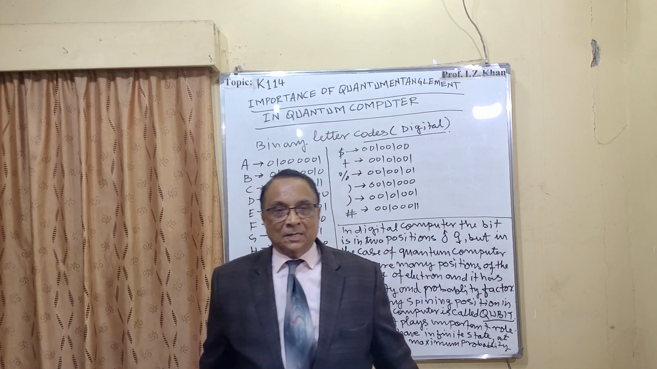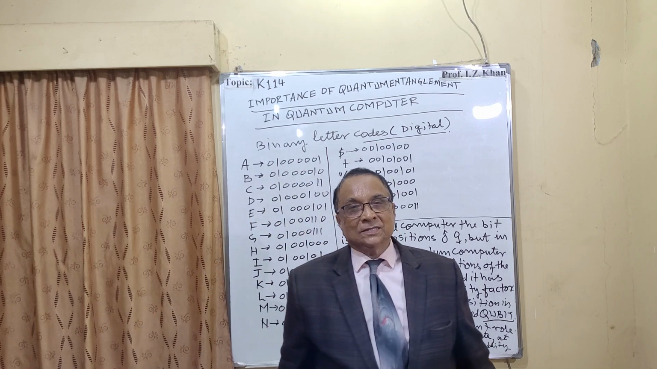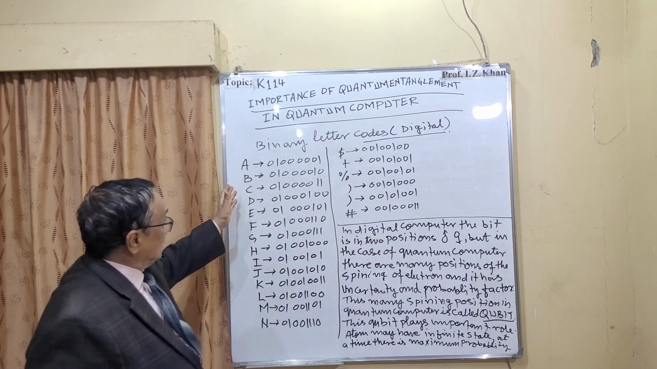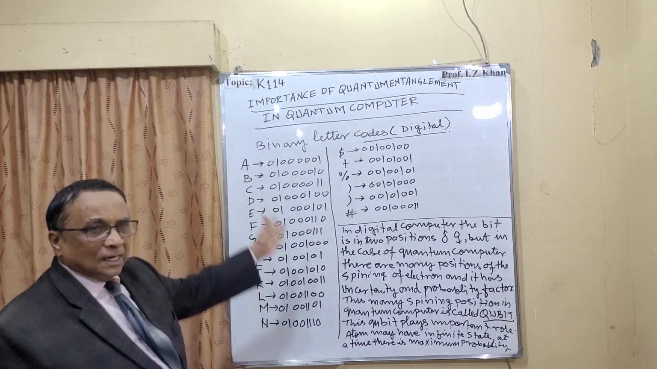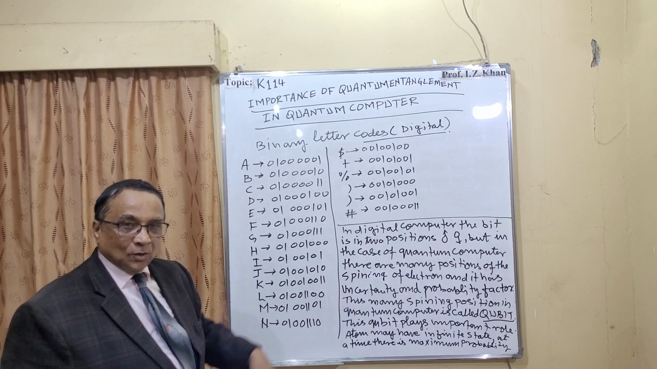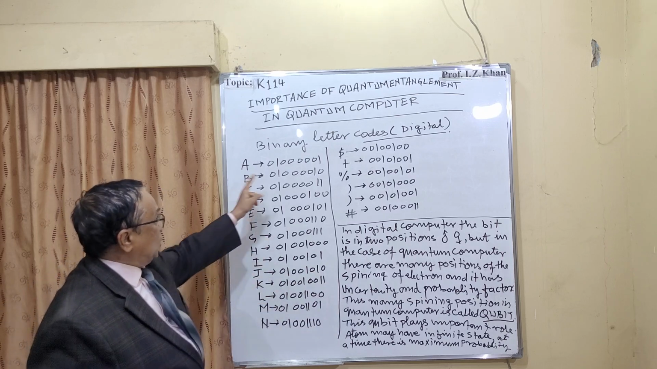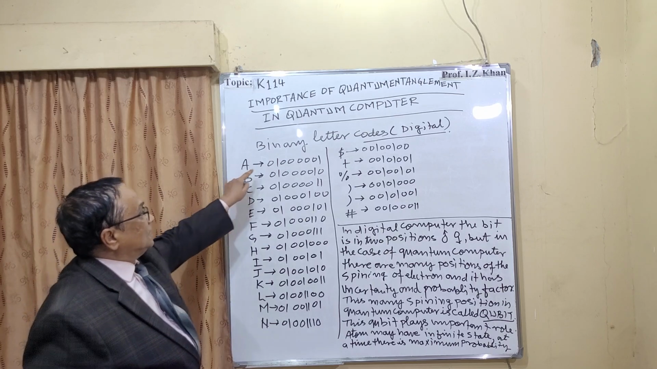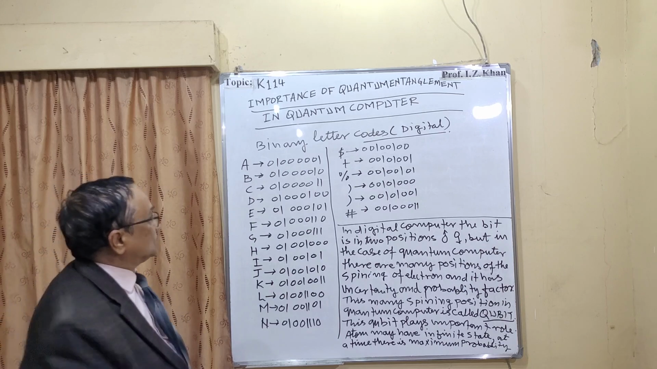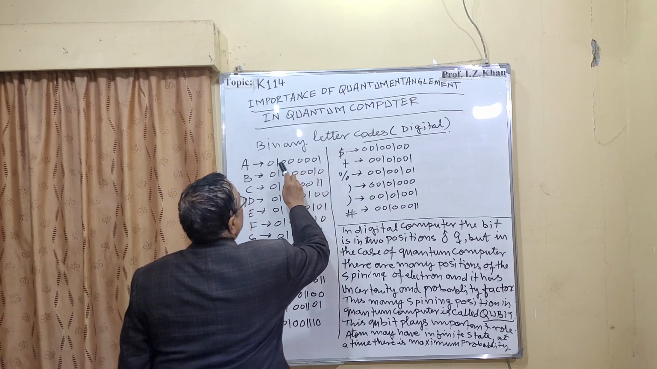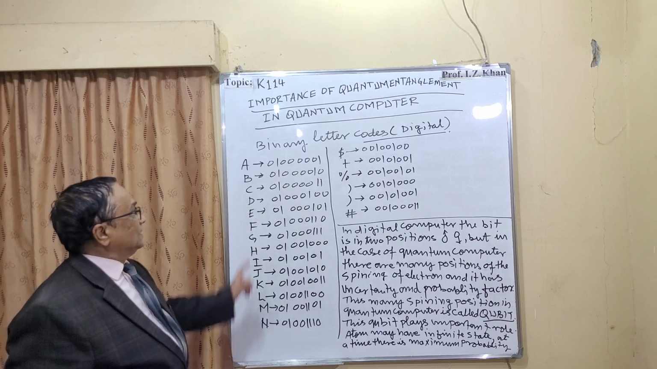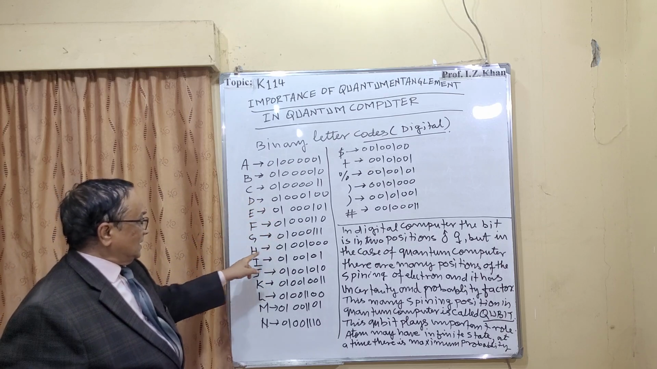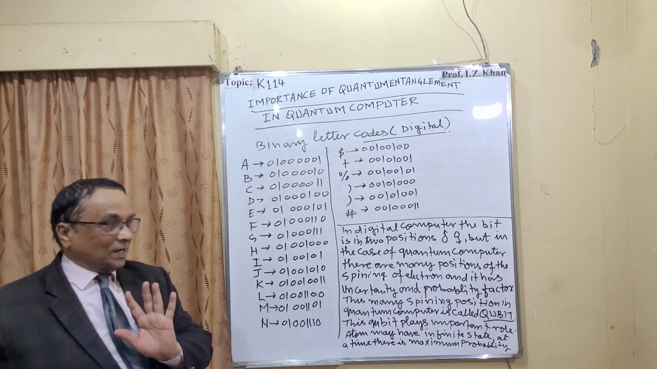So here I have given some examples of the binary language of a digital computer. For example, how the alphabet letters A, B, C, D, E, F, G, H, I, J, K, L, M, N go up to Z. I don't want to fill the whole whiteboard, so I have given up to the end how the codes are given in digital. For A, it is 01000001, meaning 8 bits should be there: 1, 2, 3, 4, 5, 6, 7, 8 bits. Then B is in the same way, like that C, D, E, F, G, H, I, J, K, L, M, N, O, P, Q, R, S, T.